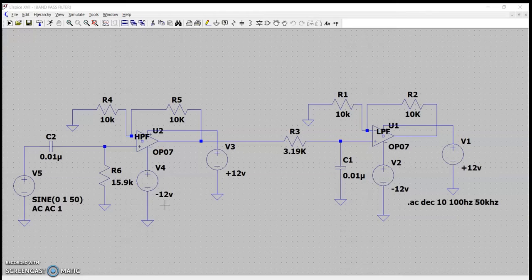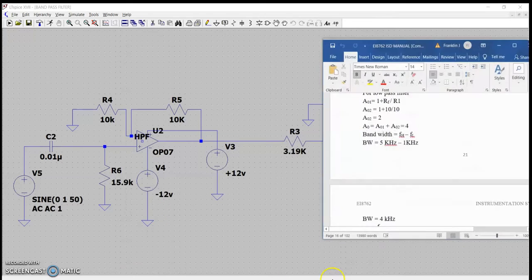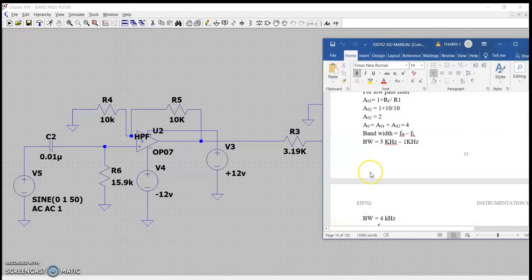So for this experiment we have taken our lower cutoff frequency as 1 kilohertz and higher cutoff frequency as 5 kilohertz. That is, we are going to pass the mid frequencies, in 1 kilohertz to 5 kilohertz, and the rest of the frequencies we are going to cut off. Now we will see how we have classified this as a wide bandpass filter.